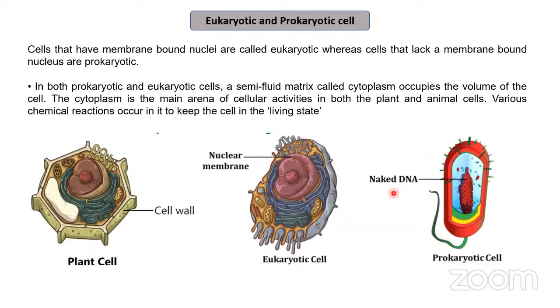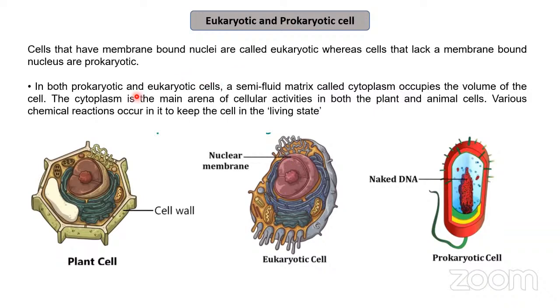It is mentioned as naked DNA. Naked DNA means the DNA is just present in the cytoplasm. It is not surrounded by any other membrane. While in eukaryotic cells, like plant cells or animal cells, the nucleus is surrounded by a membrane, which is called the nuclear membrane. So this is the basic differentiation between eukaryotic and prokaryotic cells: a eukaryotic cell has a nuclear membrane, while prokaryotic cells lack a membrane-bound nucleus.